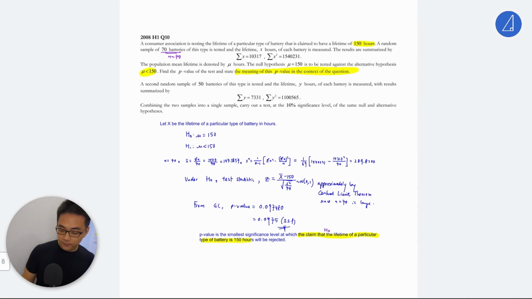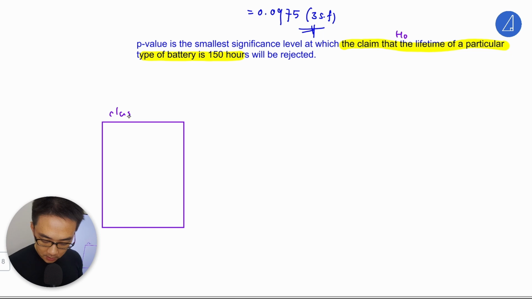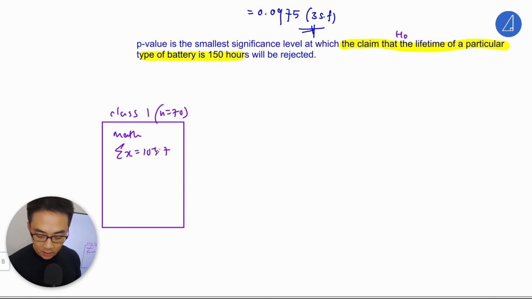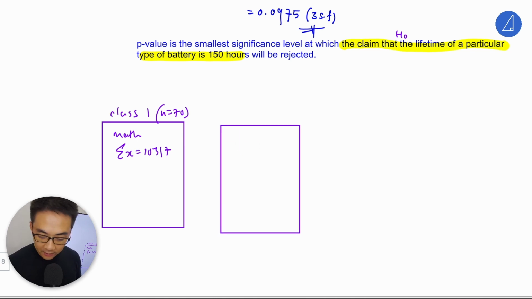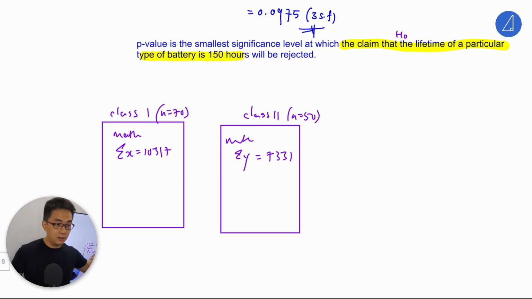Now I'll ask you, say you have a class list of all the marks of a math paper. Let's say class 1 math test scores for all the students. In class 1 you have 70 students, and the sum of their math test scores is 10317. For class B you have 50 students, and the total score is 7331. I ask you to find the mean of both classes.